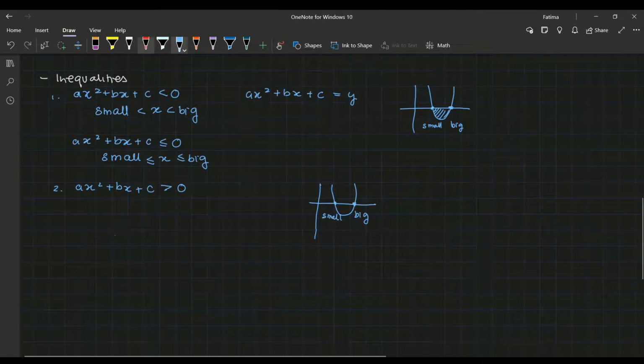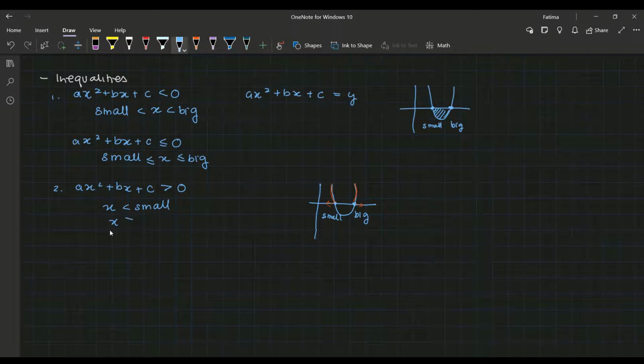You'll realize that it's everything along these parts where y is greater than 0. That means everything outside these regions of x gives me a y value greater than 0. Therefore, you can write this range of x as x less than the small value and x greater than the big value.